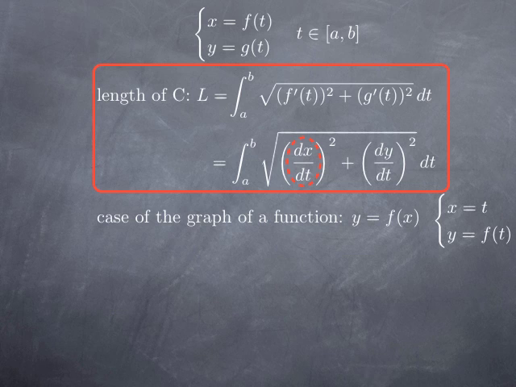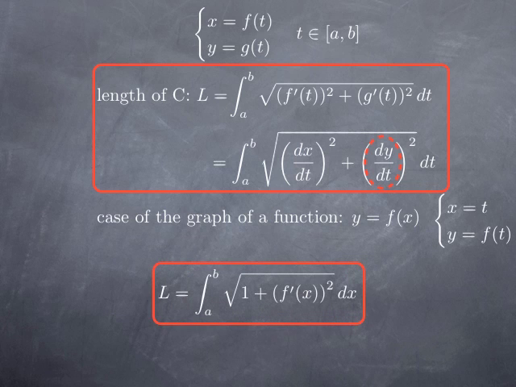And you see that in that case the derivative of x with respect to t is going to be 1. When we square it, we still get 1. And dy over dt is f prime of t, but of course, since t and x are the same thing, this is really just f prime of x, and dt is the same as dx. So we obtain that the length is the integral from a to b of the square root of 1 plus f prime of x squared, and we integrate that with respect to x. And this is exactly the formula that you had established in Calc 1 for the case of the graph of a function.